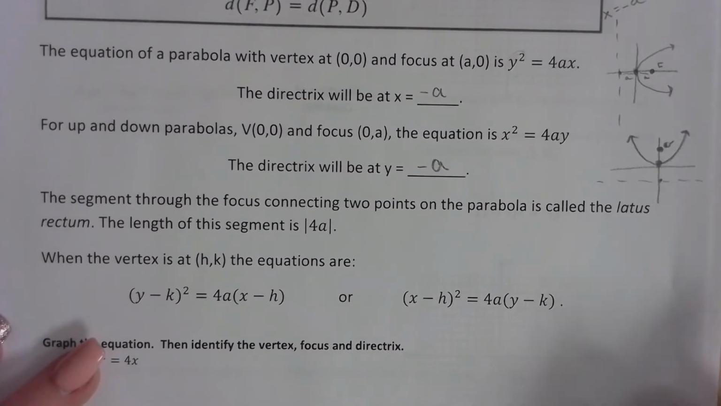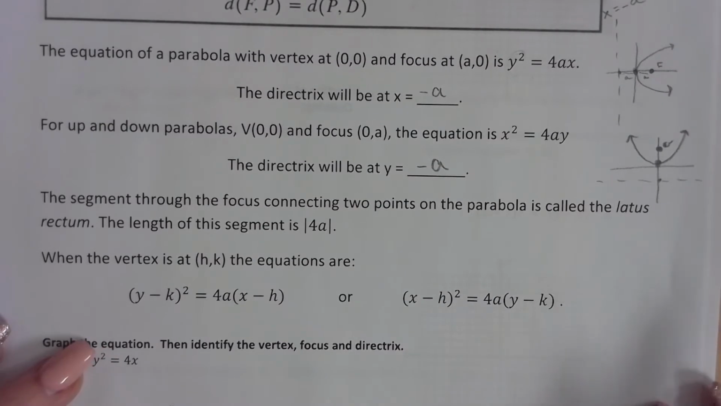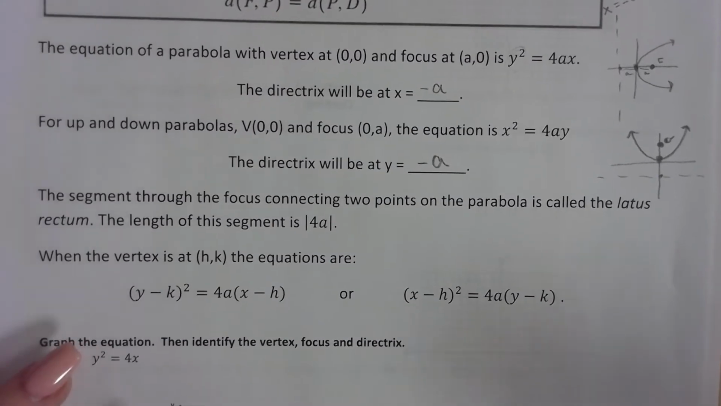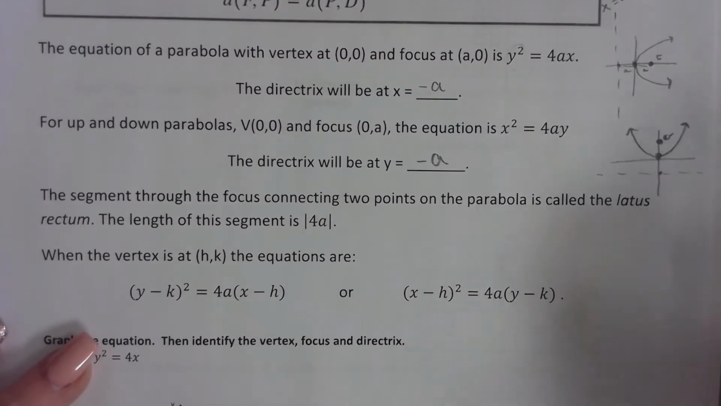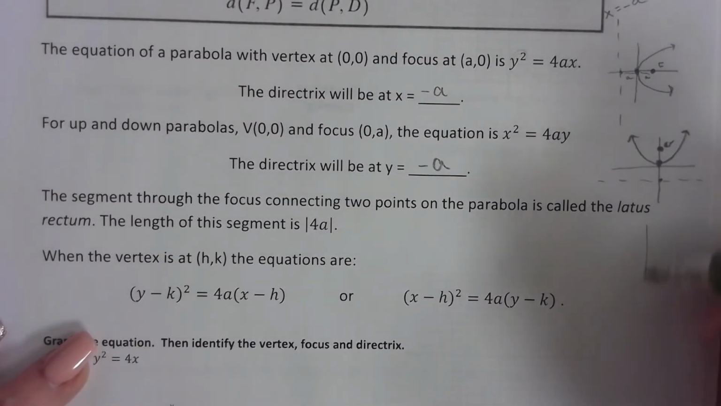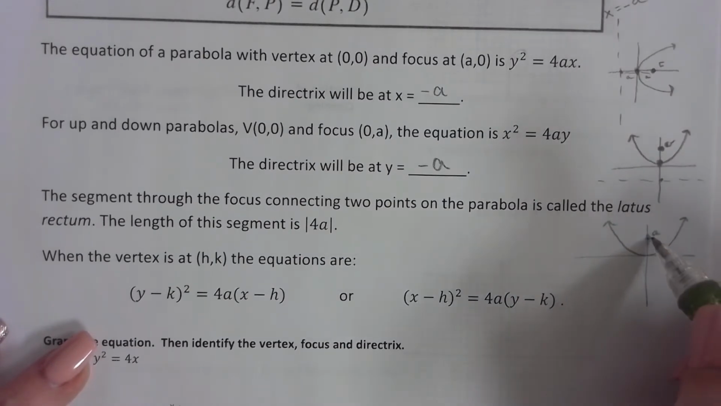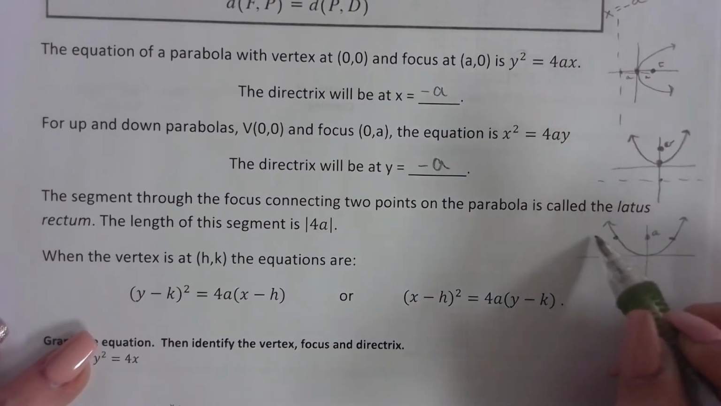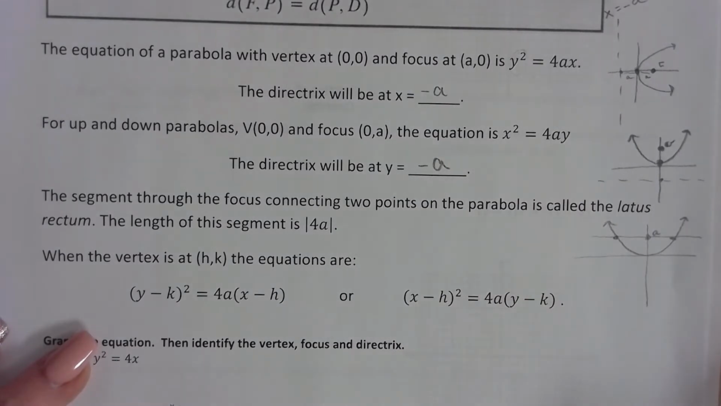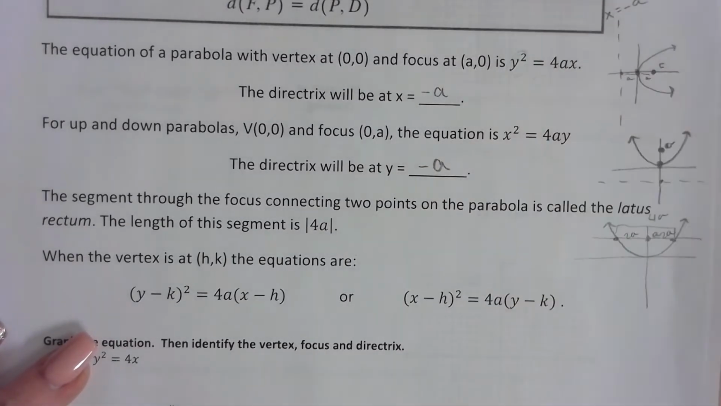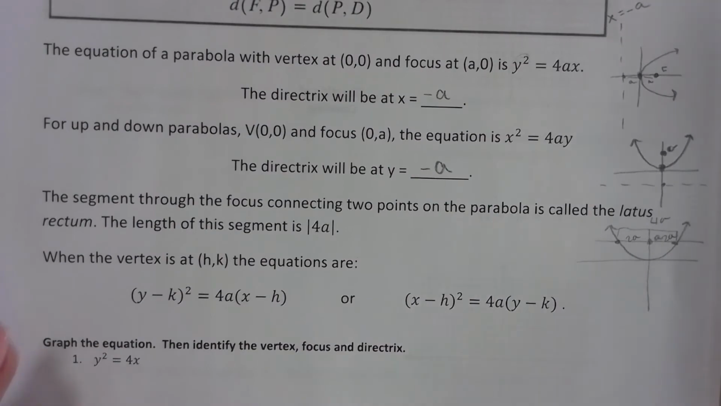Now, the segment through the focus connecting the two points of the parabola is called the latus rectum. The length of the segment is the absolute value of 4a. So what I'm saying is, if we had a parabola where this is a, the distance from this point to this point that connects all of these is going to be 2a away, and this is going to be 2a away, making that whole distance 4a. And that's how we're going to graph our parabola.